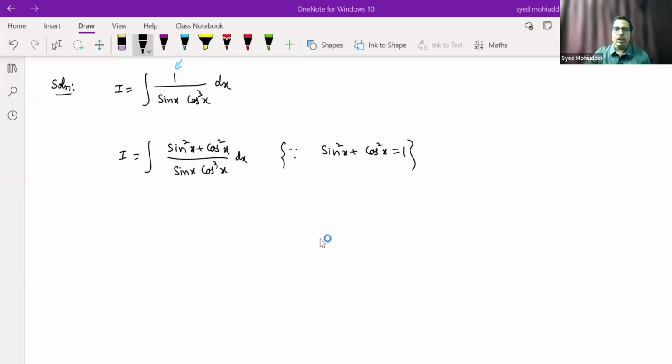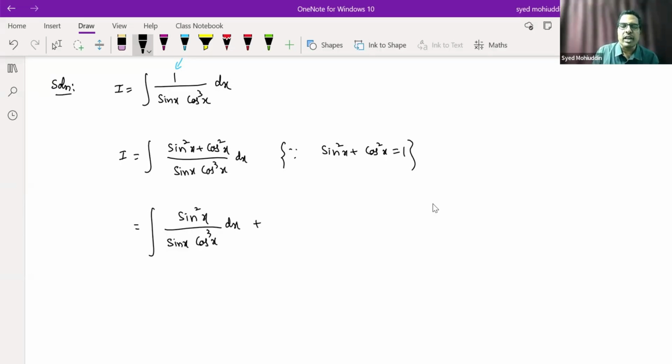So now further, what has to be done is you have to just separate it. The first term you can divide by the denominator. The second term also you can divide by the denominator and try to simplify it. Let us try to see how to divide it. So I'm just dividing it. So integral of, I'm dividing sine square of x divided by sine x into cos cube of x into dx.